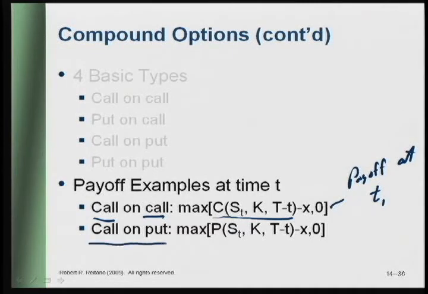Similarly, if we look at a call on a put, because it's a call, we have a put that we can buy for X dollars. We will exercise this if the put is more valuable than X, and we will not exercise it otherwise. So these are calls on puts and calls. You can also write down the formula for puts on puts and calls.